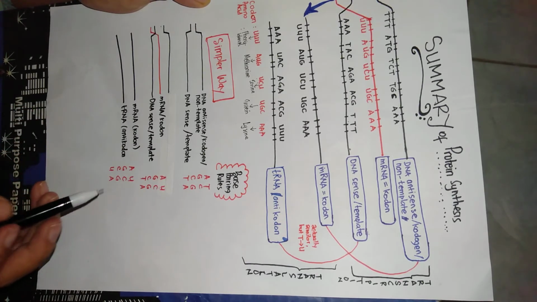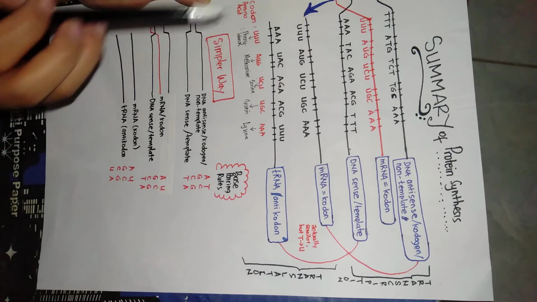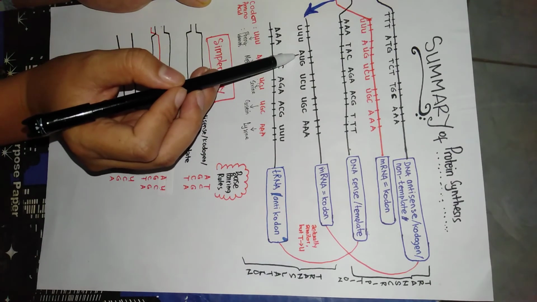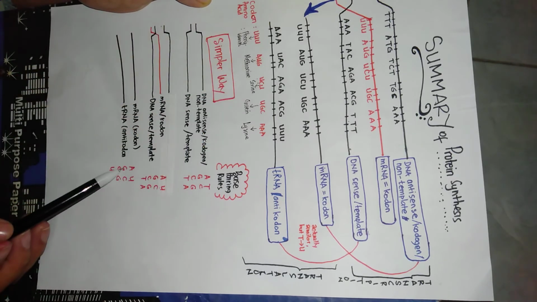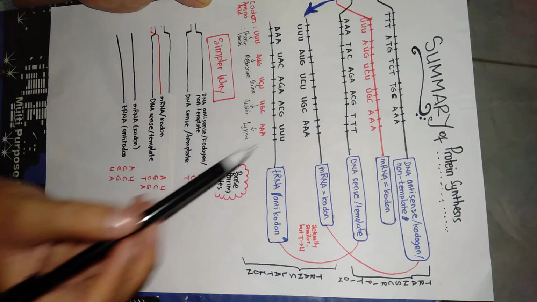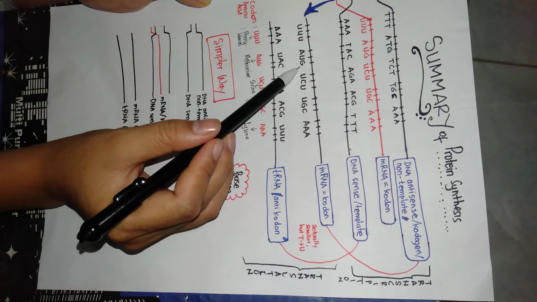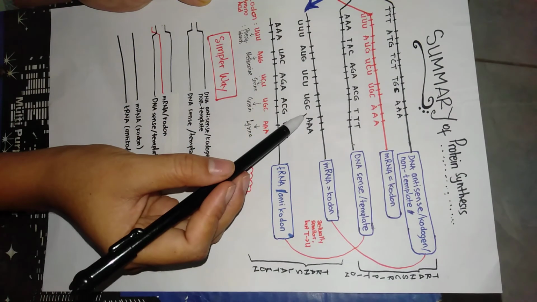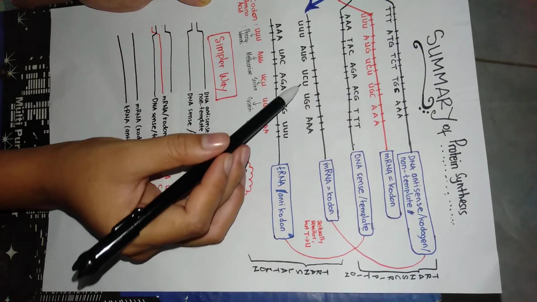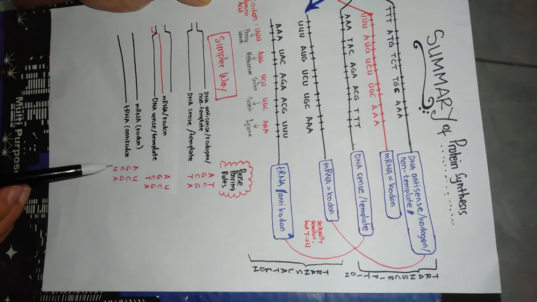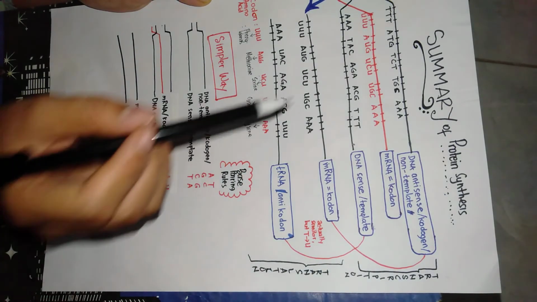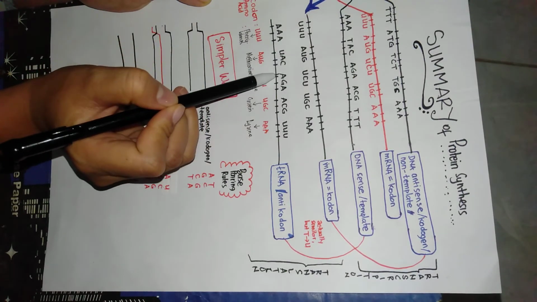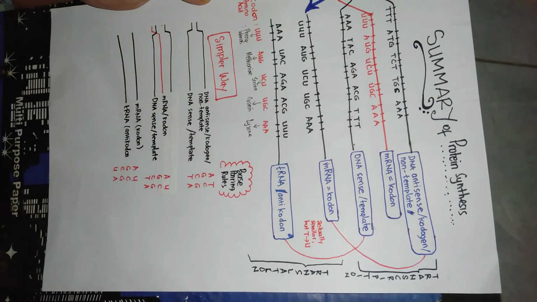Okay, so let's check it out. Adenine pairs to uracil. Guanine to cytosine. Cytosine to guanine. And then uracil to adenine. Okay, that's right.